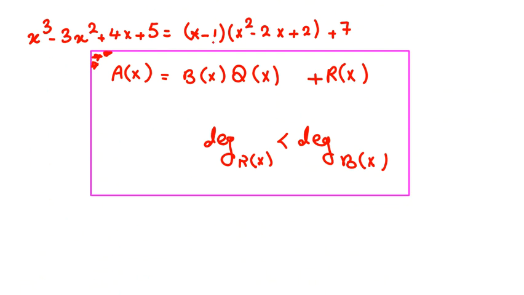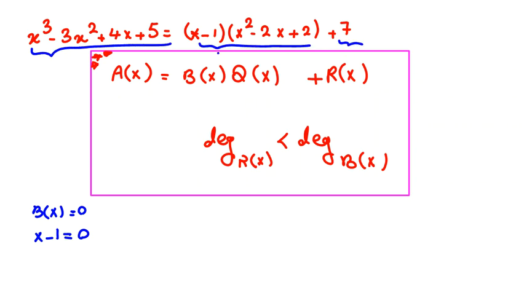So here you want to divide by x minus 1. What do we do? You consider x minus 1 equal to 0. You consider b of x equal to 0, and then you calculate a of x under this condition. Why? Because if x minus 1 is 0, then this part will be 0, and then a of x will be equal to r of x. When x minus 1 equals 0, x is 1.